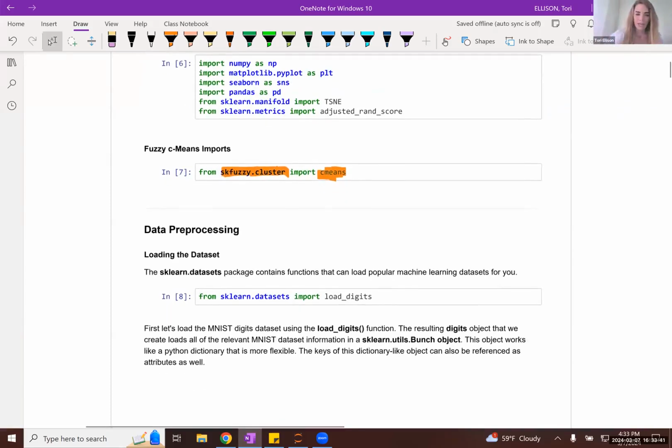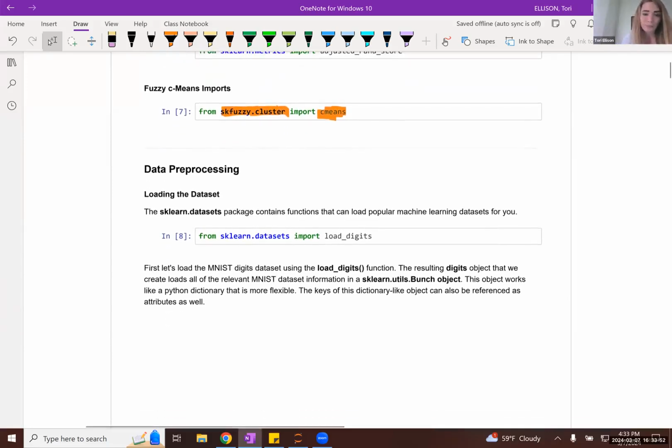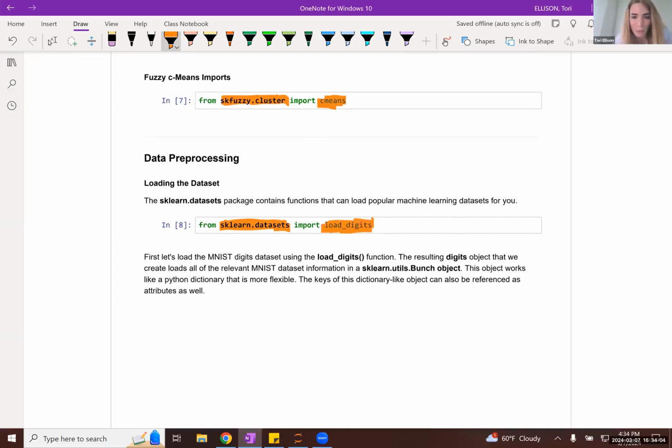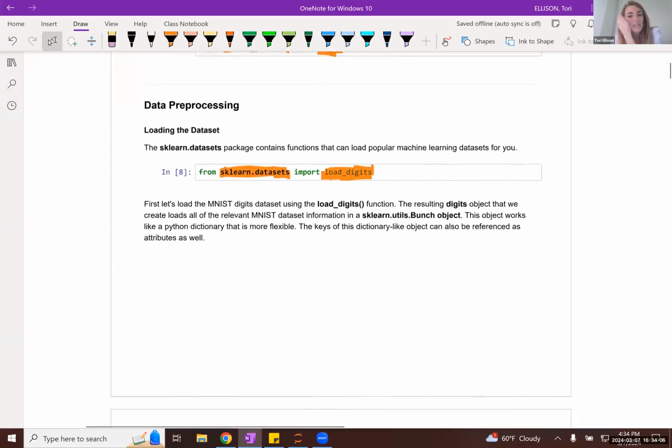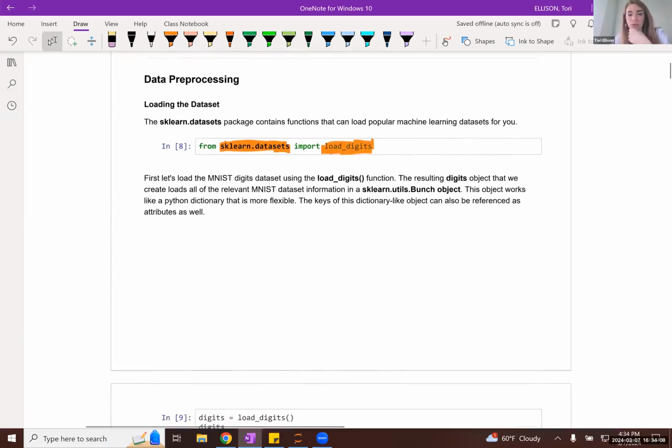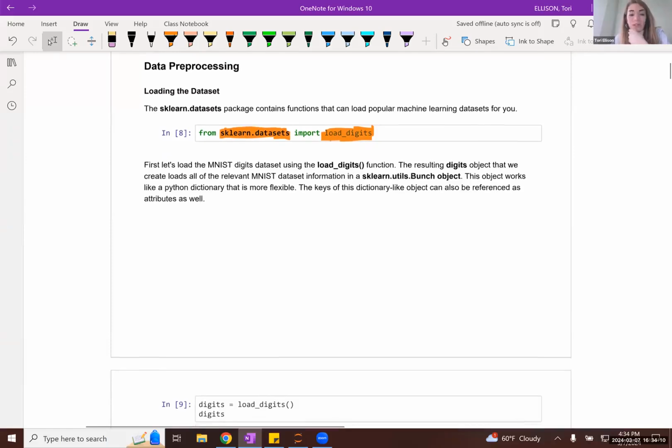Now, what you'll notice is that I didn't include any CSV files for this MNIST data set, because the MNIST data set is so well known that you can download it directly from scikit-learn. It's such a popular benchmark data set. So the way to download the MNIST digits data set is just to import this object here, the load_digits function.